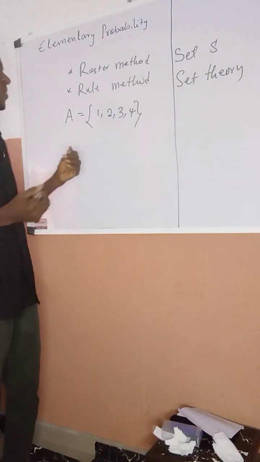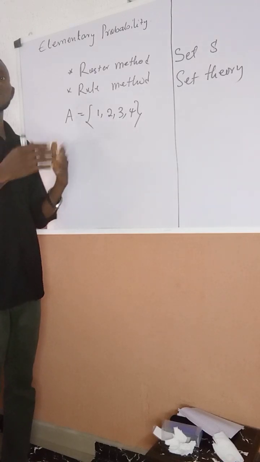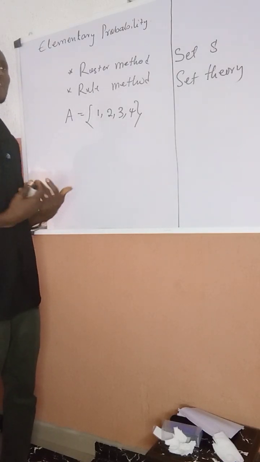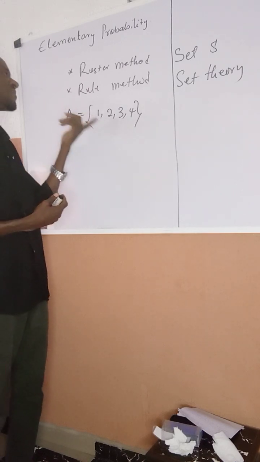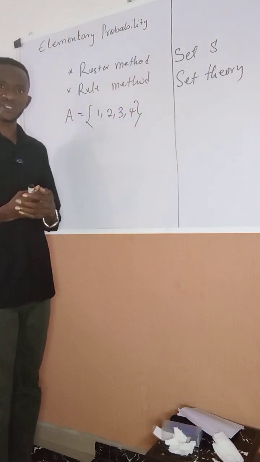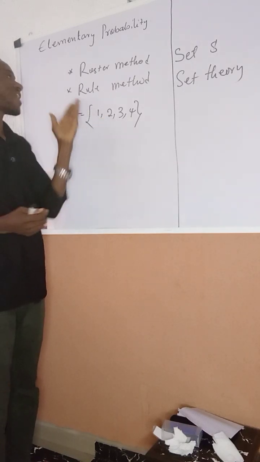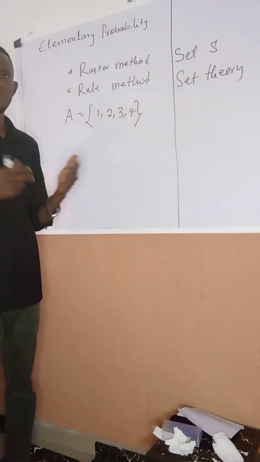What if we are talking about all the positive integers between 1 and 1,000 inclusive? We find it very difficult enumerating the members this way. So the roster method is not going to work very well here. Instead, we are going to use what we call the rule method.